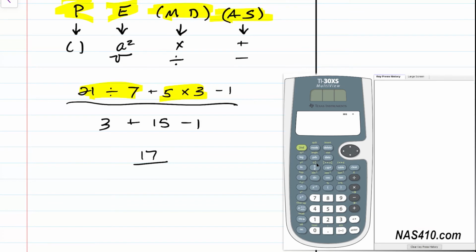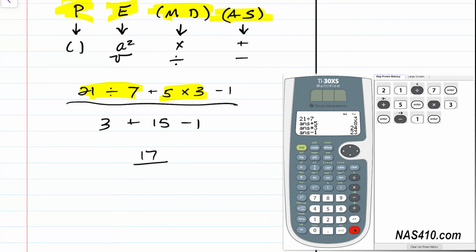The point I wanted to make has to do with the calculator and how you input things into it. So let's take a look. I'm going to input this problem into the calculator. The first way I'm going to do it is I'm going to say 21 divided by 7 and hit enter, and I get a result. Then I'm going to say plus 5 and hit enter, and I get a result. Times 3, enter, I get 24, and then subtract 1, enter, and I get 23.